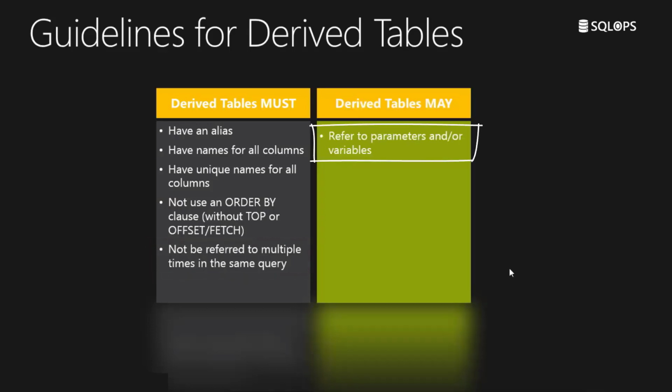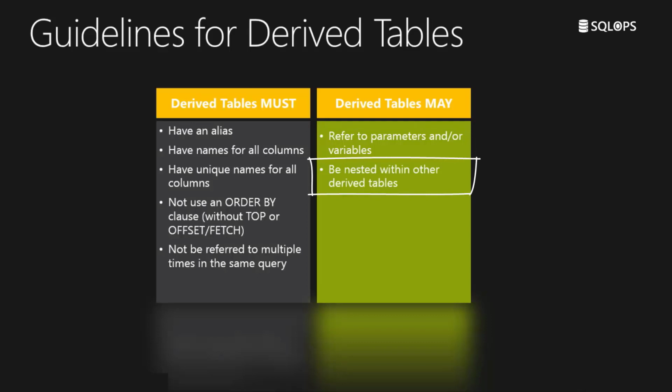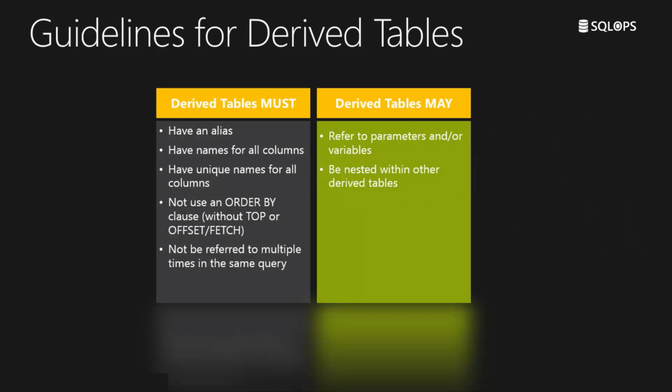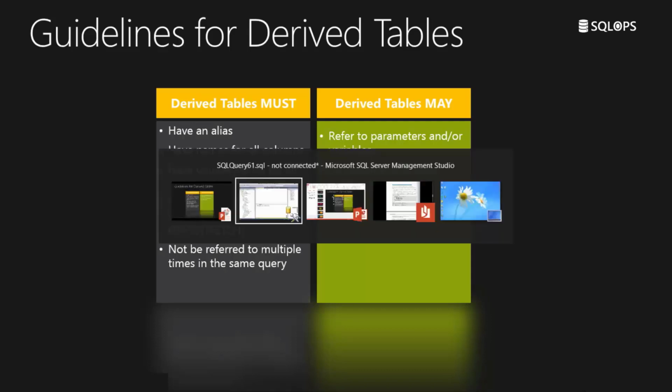The select statement that defines the derived table may be written to accept arguments in the form of local variables. If the select statement is embedded in a stored procedure, the arguments may be written as parameters for the procedure. Derived table expressions that are nested within an outer query can contain other derived table expressions. Nesting is permitted, but it is not recommended because it increases complexity and reduces readability. Now that we have seen the syntax and the guidelines for derived tables, let's create a simple derived table.